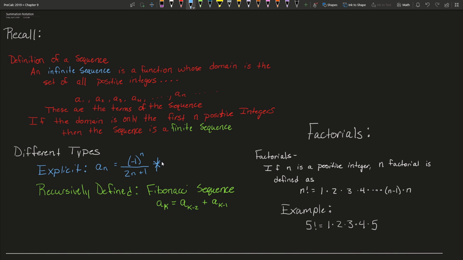Okay, and then a recursively defined sequence. A recursively defined sequence is just a sequence where each term is defined by one or more of the terms before it. Okay. And then last we looked at factorials. And a factorial is very basically just a number where, if you have a number factorial, it's every number up until that number multiplied together. So for example, 5 factorial, that's 1 times 2 times 3 times 4 times 5. Okay. And I'm going to hit an example of that here in a second.